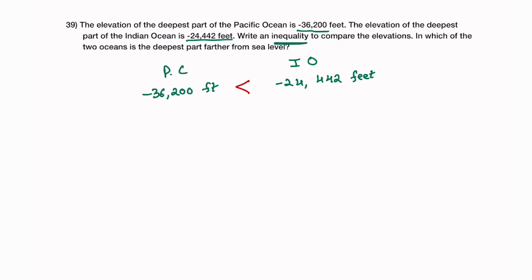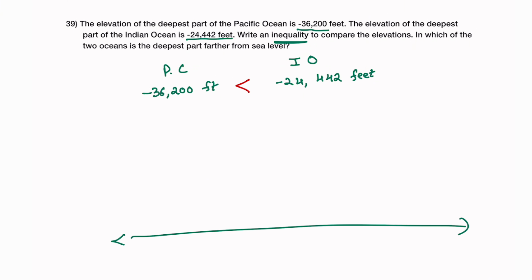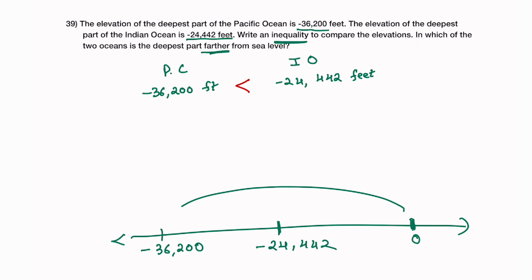Which of the two oceans is the deepest part further away from the sea level? If we draw a number line like this, 0 is here, then here, not exact units, are my two markings. Which one will I write where? In the first marking here, I'm going to write minus 24,442, and here I'll write minus 36,200. So which one is farther from the sea level? Of course, this one. So the answer for this is Pacific Ocean.